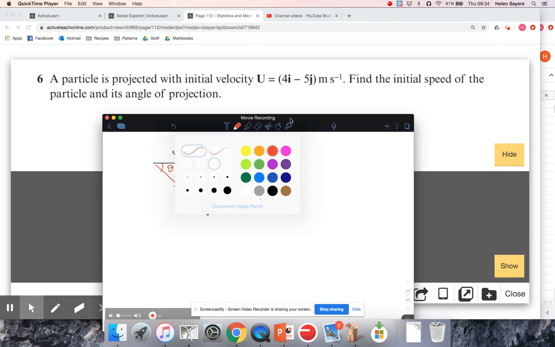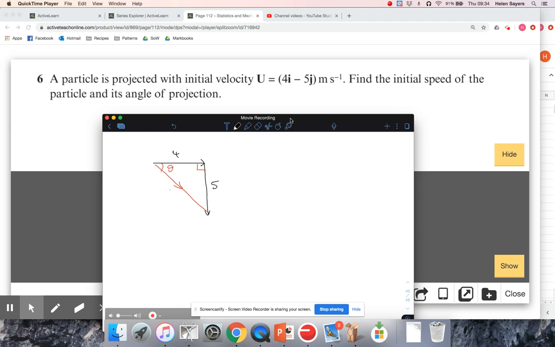So let's call that u. So u squared is 4 squared plus 5 squared. So u squared is 41. So u is 6.40 meters per second. Okay, so that's the initial speed.